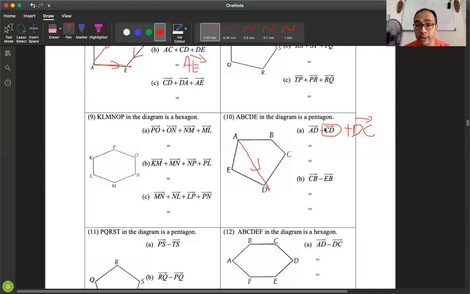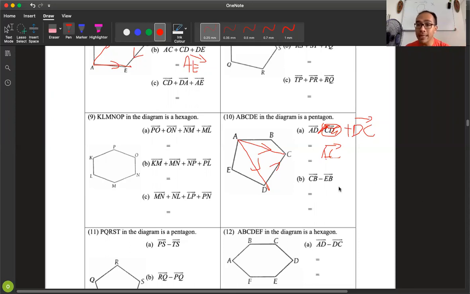Okay, so I can scrap this off already. Minus CD is actually equal to plus DC. Think about it, AD plus DC. Okay, so since they're all flowing in one direction, let's go one shortcut. So actually the answer is AC.